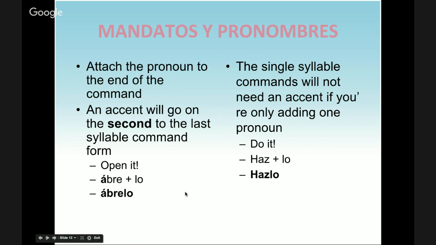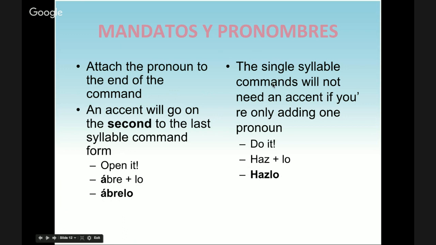Now, because I'm now smushing this word together, I have to add an accent to the second to last syllable of the command form. The command is abre. Abre has two syllables, a and bre. The second to last syllable in abre is the a, which is why I have to put an accent mark on ábrelo. If that accent isn't there, this is abrelo, and that's a totally different word. Abrelo does not mean open it. Actually, I'm not sure what it means. It might not even be a word. Ábrelo, accent on that A, open it.